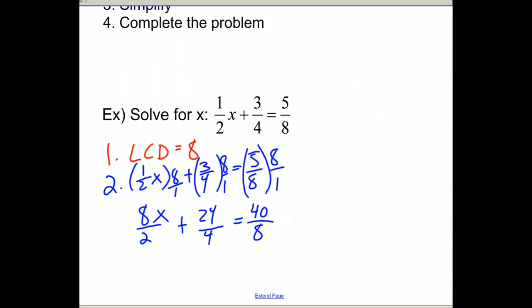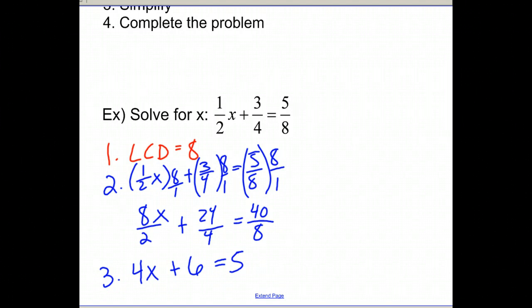Now from here I'm going to simplify. So this is step 3 down here. Step 3 is simplifying. 8 over 2 is going to give me 4x. 24 over 4 is going to leave me with 6. And 40 over 8 is going to leave me with 5.